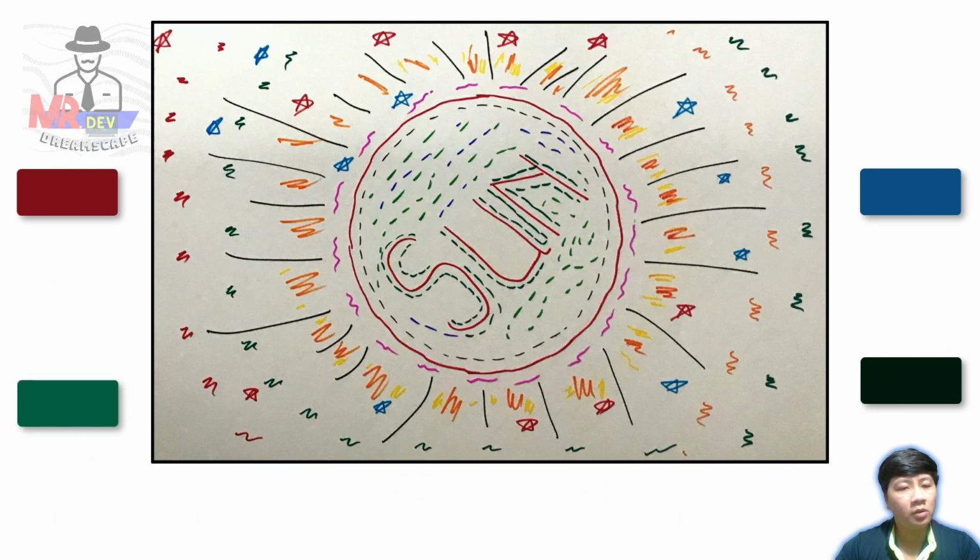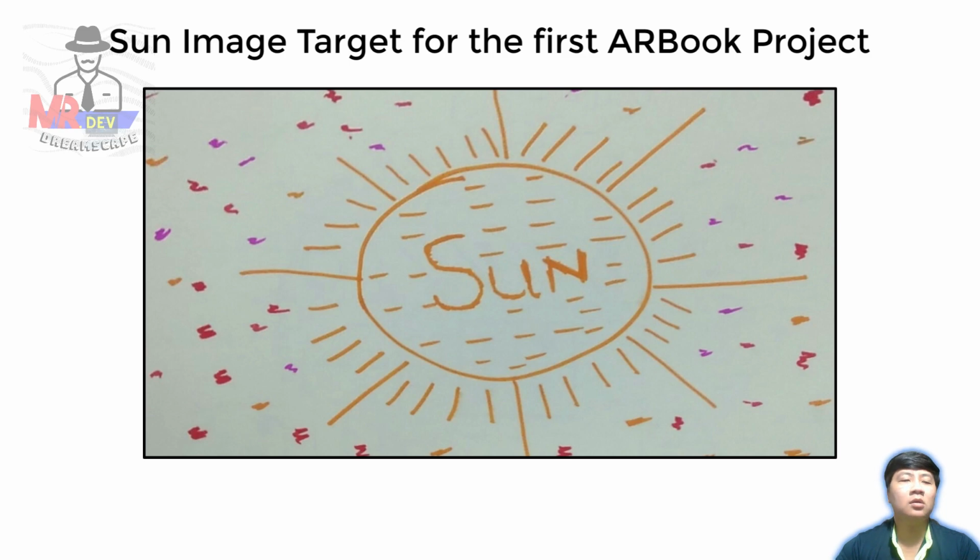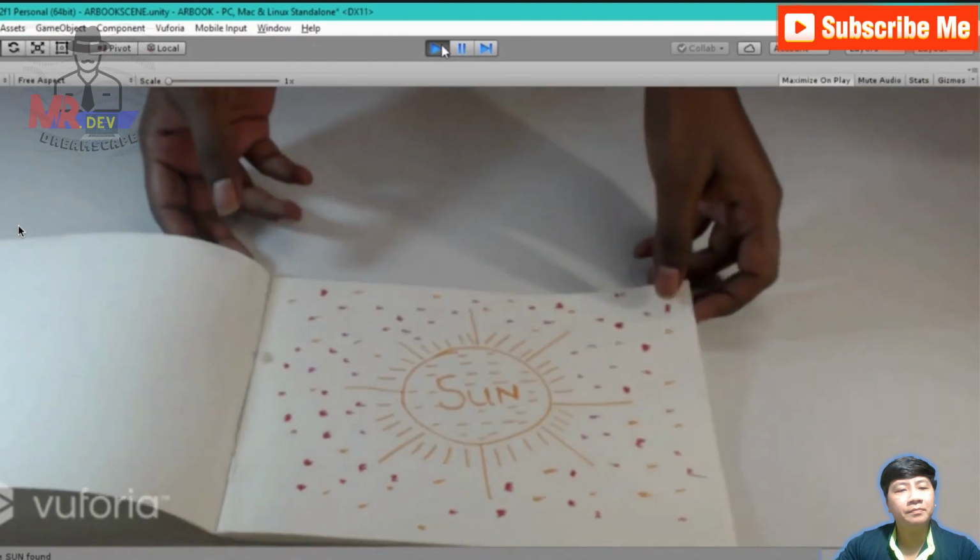When I had previously designed the sun image target for my very first art book, or art book version 1, since I had sketched the sun using yellow and orange color, it only received a 1 star rating. And that's why it was very difficult for the webcam to recognize it.